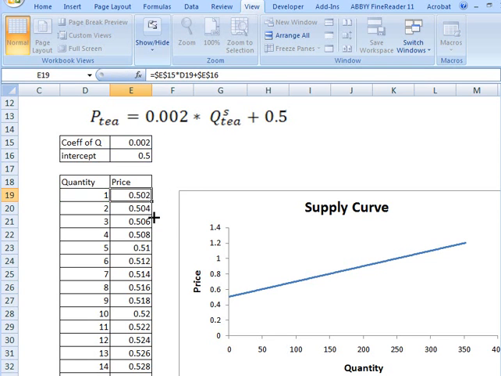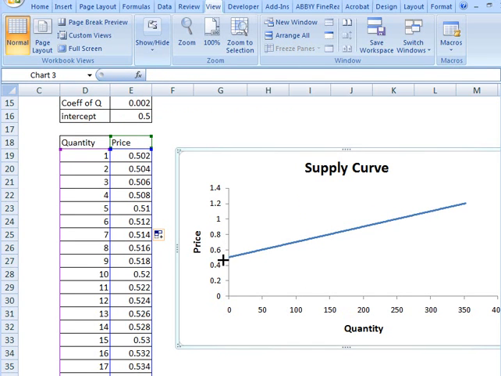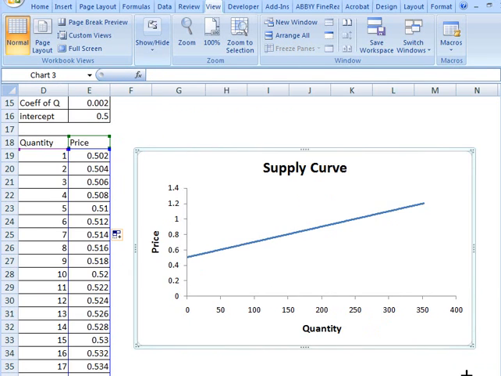Okay, so if you bring this equation down, we drag it down, we'll see that it gets repeated for different quantities. So what we have is the quantity and the price, and if we draw the graph, taking these two, we get this as a supply curve. So on the x-axis we have the quantity, and on the y-axis we have the price, right? So as the price is increasing, the quantity is also increasing.